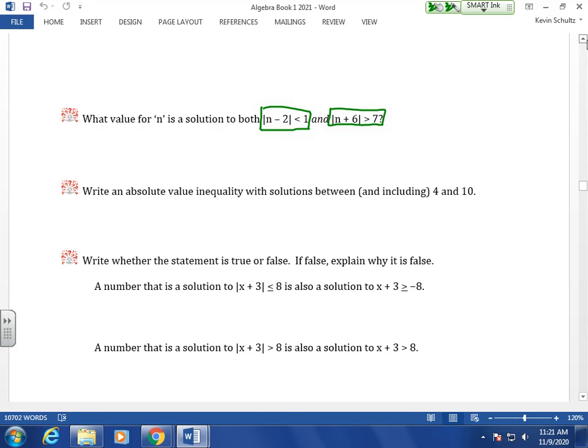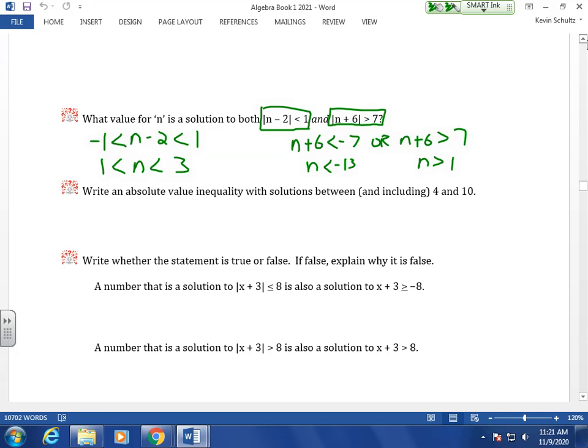And look at where those graphs overlap, because that's going to show you the values that work in both of them. So for the first one here, we can set it up as negative 1 is less than n minus 2, which is less than positive 1. Add 2 to both sides, and we get a solution range between 1 and 3. Okay. The second one being an or statement, n plus 6 is less than negative 7, or n plus 6 is greater than positive 7. Subtract 6, n is less than negative 13. Subtract 6, n is greater than 1.